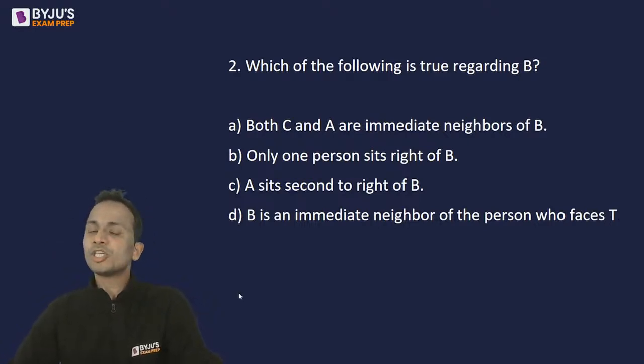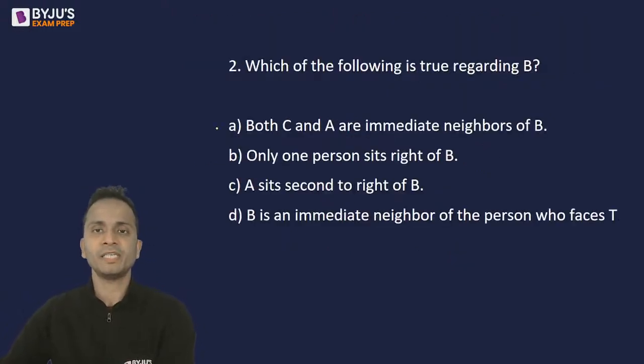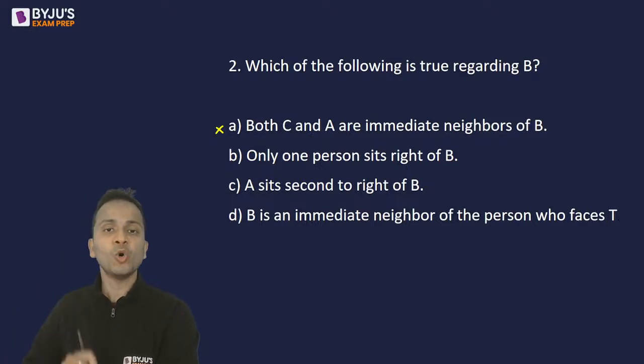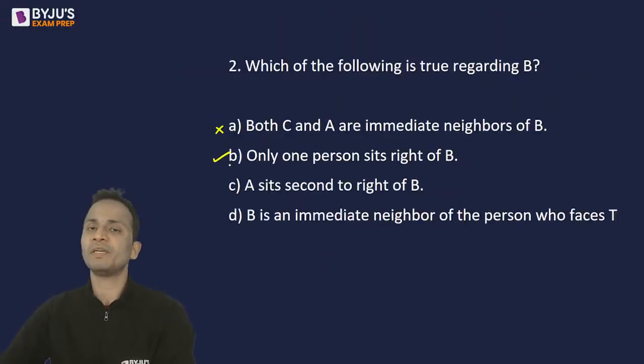Which of the following is true regarding B? First statement, both C and A are immediate neighbors of B. Both C and A are not immediate neighbors of B, so first statement is not true. Second statement, only one person sits right of B. There should be only one person to the right of B. Let's check. To the right of B, yes, there is only one person, that is D. So second statement is absolutely correct.